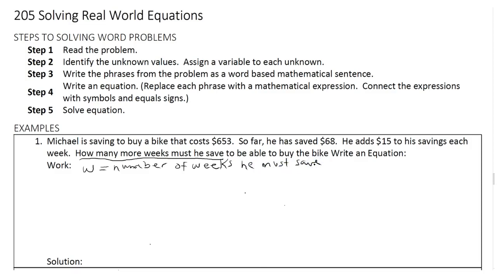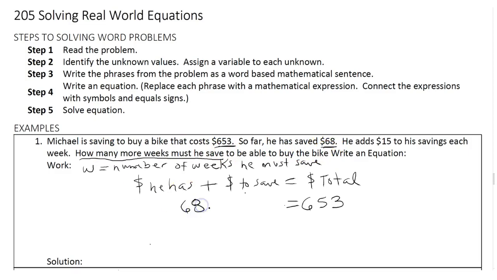Now let's look at our story and rewrite it as a mathematical sentence. We know that he has saved a certain amount already, so that's the money he's already saved. We need to add the money he is going to save, and that will equal the total amount of money that he needs to save. We know some of these numbers already. We know the amount that he needs to save is $653. We know that he has already saved $68.